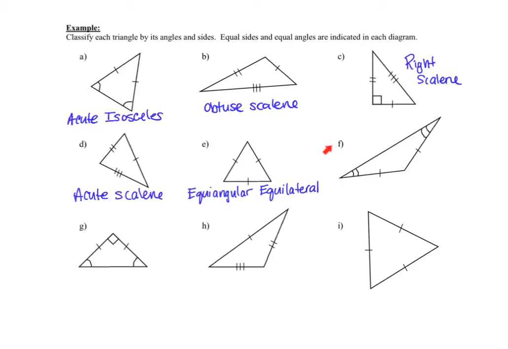Let's look at letter F. We have a fairly large angle here. We know the base angles are congruent, and we have two congruent sides.